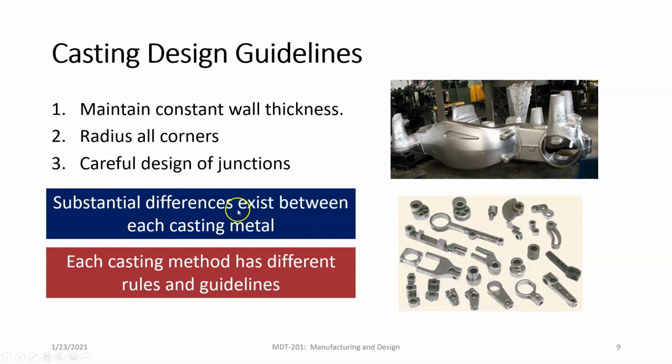Substantial design guidelines exist between each casting metal, right? Between casting steel and iron, and between casting steel and aluminum, and iron and aluminum. All of those have different guidelines, different requirements, different constraints. Okay. So that is chapter 5. Okay. Again, please watch the videos. They will help you to understand what's going on. And I will see you in the next chapter, chapter 6, where we look at permanent mold castings.